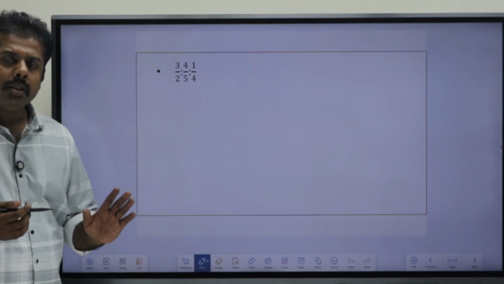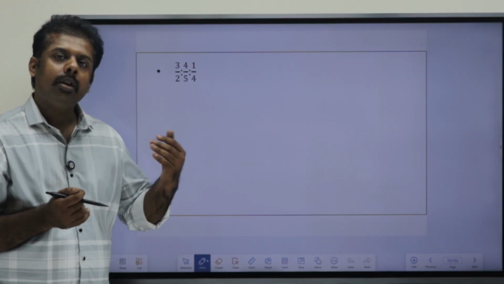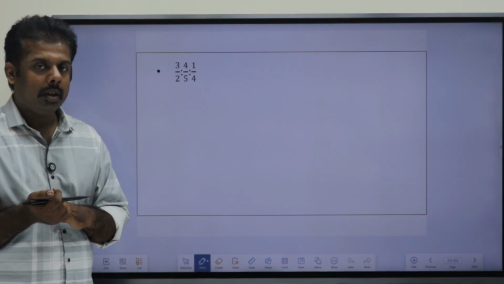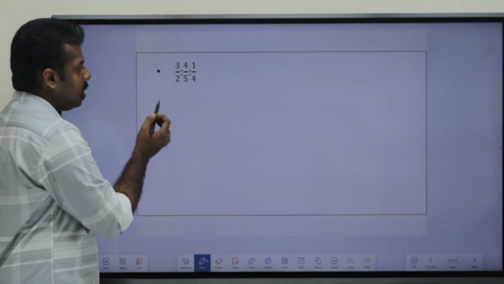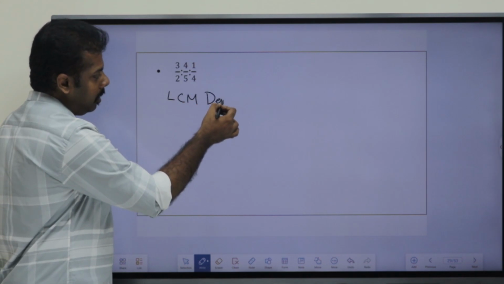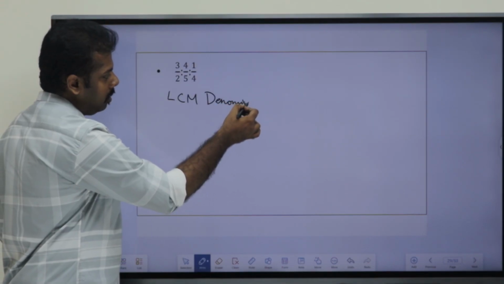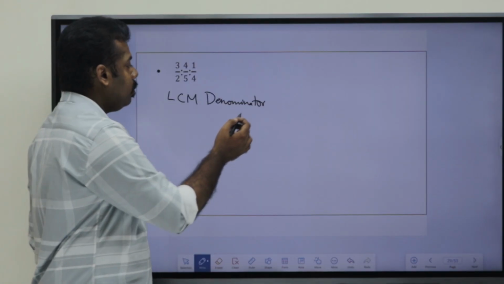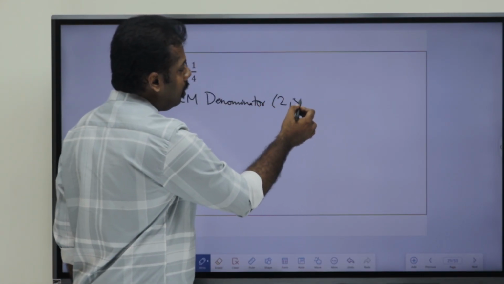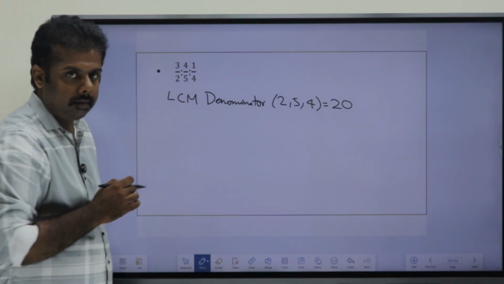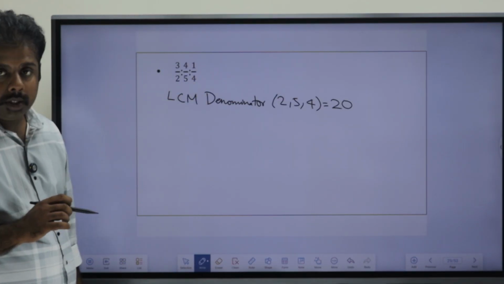The same question. Just pause the video and try to do it alone, and then see the final answer. The same process. What was the step? Take the LCM of the denominator. So what is the LCM here? 2, 5 and 4 are our values in the denominator. So the LCM has to be 20. Now just multiply 20 with every fraction.